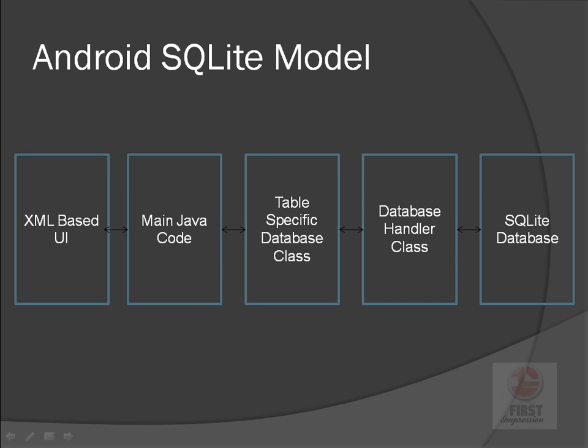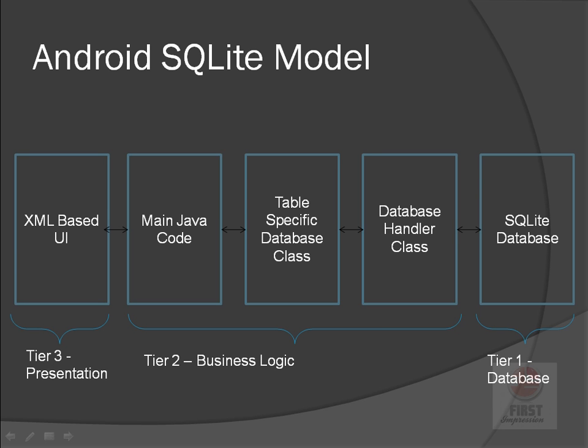I hope the hierarchy is clear to you. So this complete hierarchy is divided into three tiers. Tier 1 is called the database. Tier 2 is called the business logic, or the logic of your application. And tier 3 is called the presentation tier. Whenever you say you have a 3-tier model, the 3 tiers are the database, the business logic, that is the logic of your application, and then the presentation layer, wherein you just display the UI to the user. I hope the model is very clear to you. You have the database handler class, the table specific class, the main Java code, and the XML based user interface.